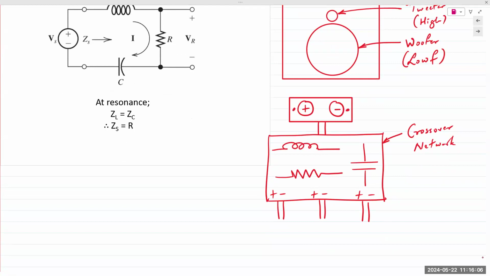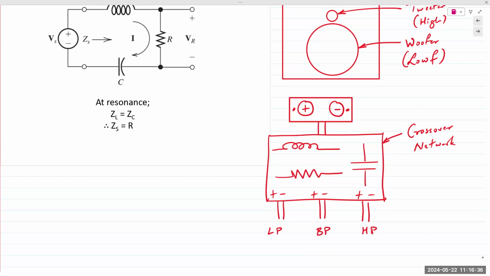The technical name for this crossover network is an electronic filter, an electronic bandpass filter. Low pass, high pass, and bandpass. The crossover network is a band pass filter, a high pass filter, and a low pass filter. Okay.